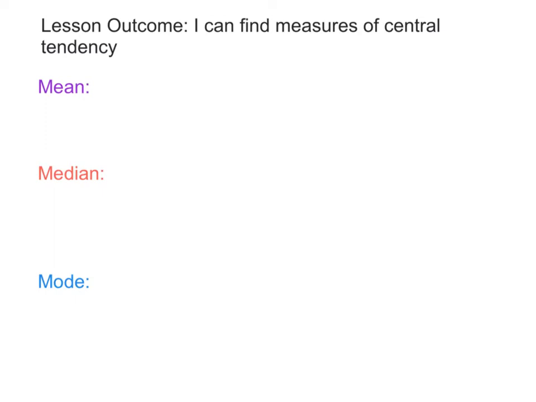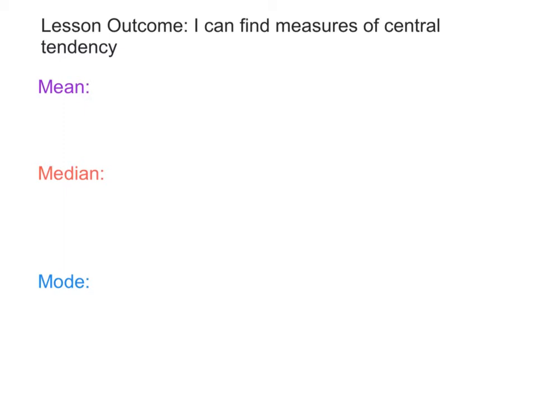The lesson outcome for this video is, I can find measures of central tendency. So you've probably seen these words before: mean, median, and mode. These are the measures of central tendency, meaning how does the data tend to look in the middle, the center.